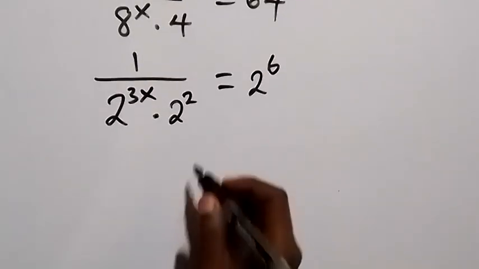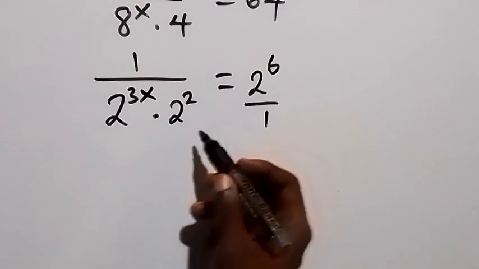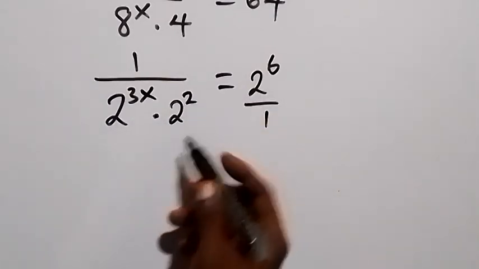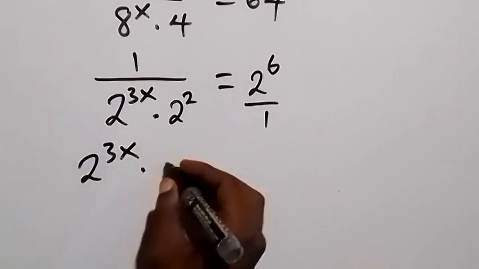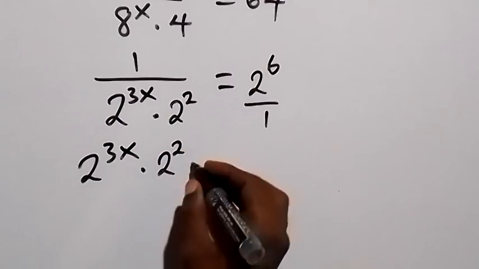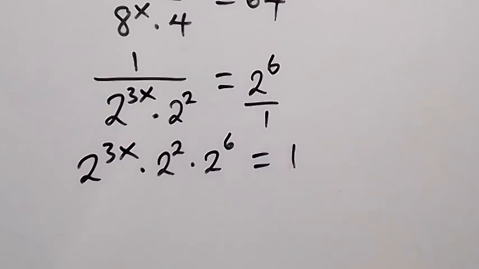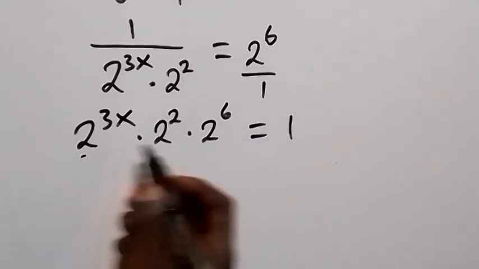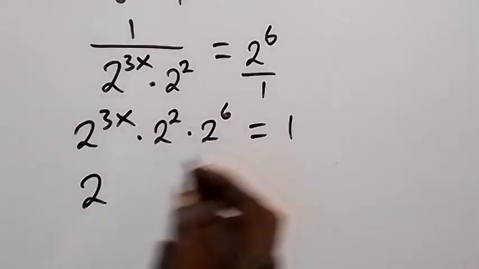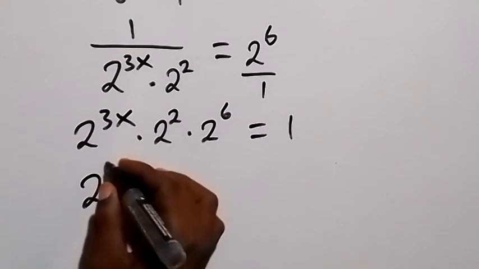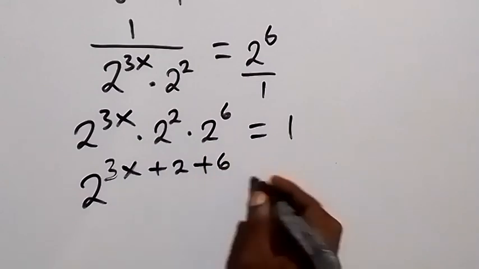And from here, let's cross multiply. We have this as over 1. So when we cross multiply, 2 raised to power 6 will multiply this, and this will become 2 raised to power 3x times 2 raised to power 2, then times 2 raised to power 6, which equals 1 times 1, that's 1. And we have same base here, and they multiply. So we can write 1 and add the power from the law of indices, and this is 3x plus 2, then plus 6 equals 1.